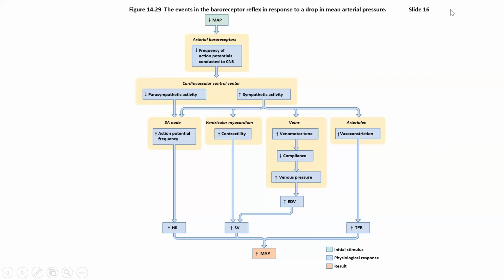So let's keep going here. So again, this is a negative feedback response. When we increase our mean arterial pressure at the bottom here, we simply turn off this error signal as our mean arterial pressure gets back to normal.